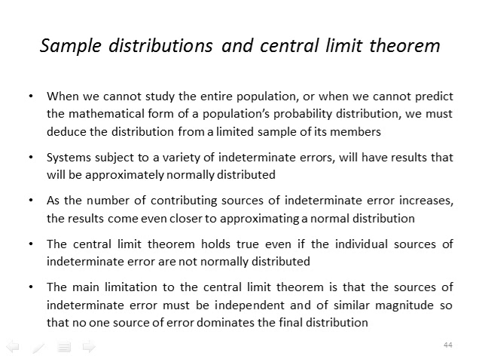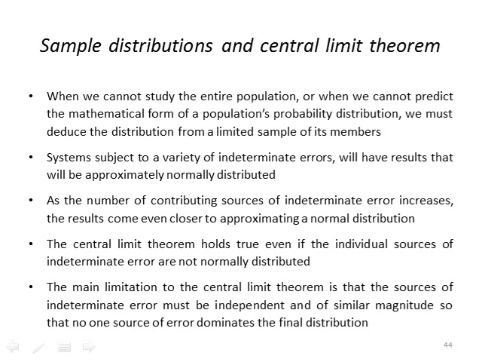Okay, this is where we come to the core of the basic statistical principles, and you will learn something about the central limit theorem in your random probability and statistics course. This is quite important because in measurement science, we measure a sample of the outputs from a larger population. We can't measure the entire population because we don't have enough time, don't have enough money, etc. So we always measure a sample from a larger population. When we cannot study the entire population, or cannot predict the mathematical form of a population's probability distribution, we must deduce the distribution from a limited sample of the members of the population.